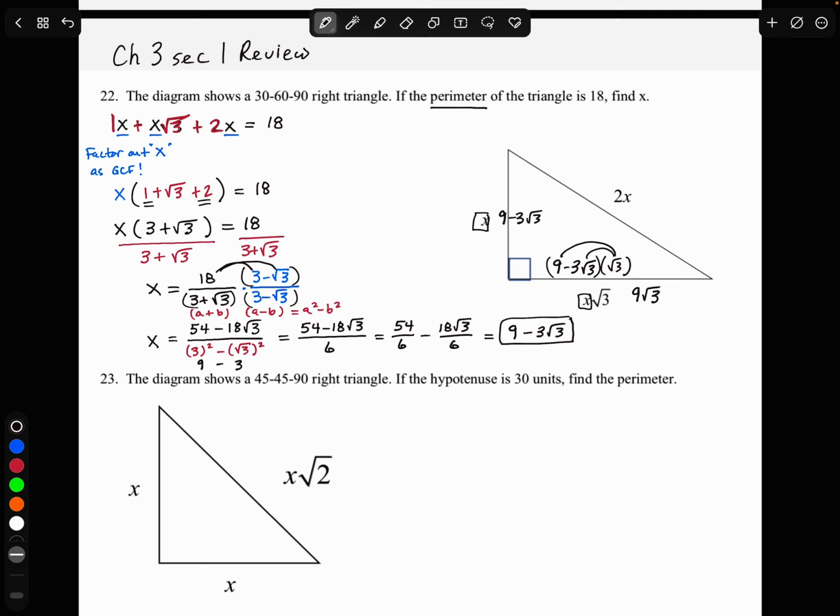So when we do that, we're going to have 9 times the square root of 3 minus 9, right? Because the radical 3 times radical 3 is 3, and then we're going to multiply that times this 3. And then our last one here, we're going to say this is 2 times the 9 minus 3 times the square root of 3. We're going to go ahead and distribute this through. So we're going to get 18 minus 6 times the square root of 3.